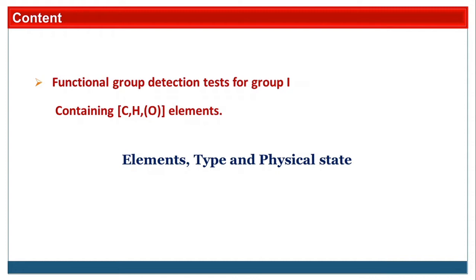basic, then go for the functional group detection tests for bases only. If your type is neutral, then go for the functional group detection tests for neutrals only. Now friends, there are so many functional groups present in the neutral type, so the practical will be longer. For that purpose, we have to see what is the physical state of our organic compound.